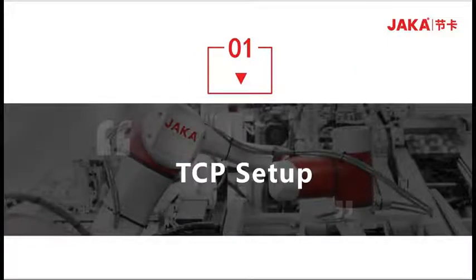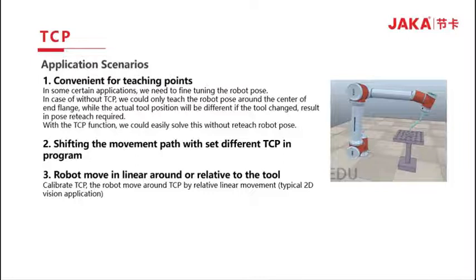First, we'll go through the setup of the tool center point. The advantage of TCP: first, it's very convenient for us to teach points when we need to adjust the robot pose. In a case we don't have a TCP, the robot can only teach around the center of the end flange. While the actual tool position might be different after teaching and requires a reteach, we could easily solve this with TCP. By setting up different TCP in the program, we could shift the movement path.